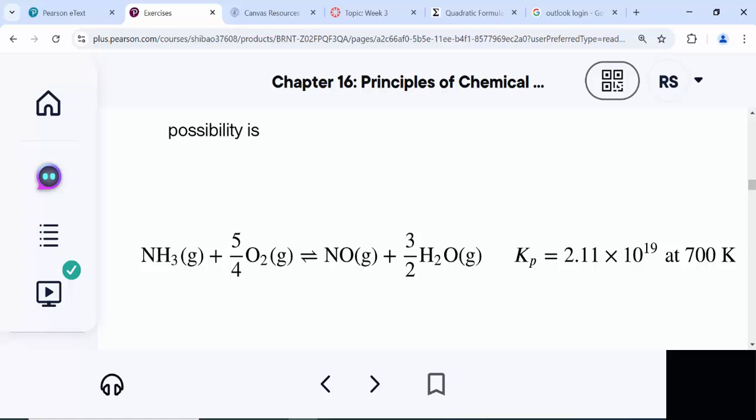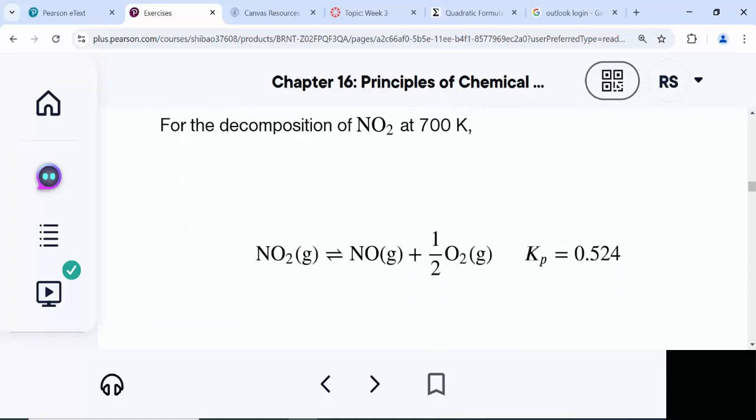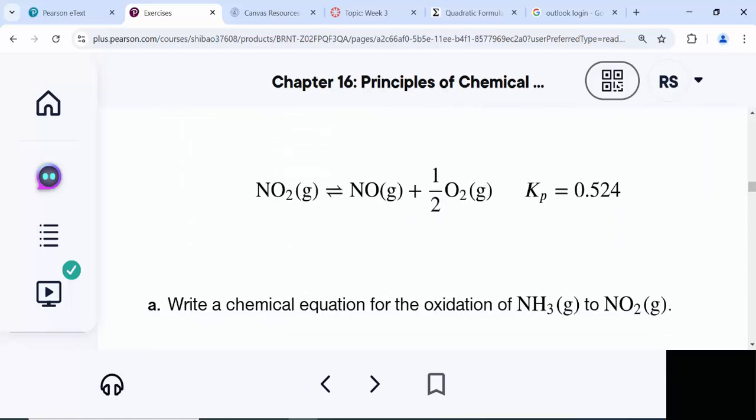And look, this is the combustion of ammonia. This combustion of ammonia produces nitric oxide, but combustion can produce a mix of oxides. We could get nitric oxide, we could get nitrogen dioxide, we could get nitrous oxide. And so we call those NOx. It doesn't always burn so clean, but in this particular case, we're just burning it to nitric oxide. When we look at the decomposition of NO2, it's 0.524. So we're going to see K values all over the place.